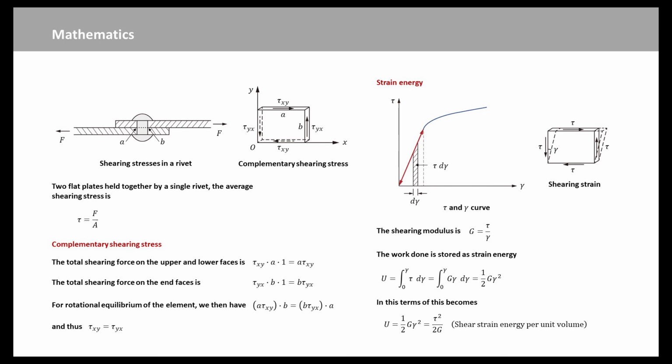Now suppose tau is increased by a small amount, causing a small increment of shear strain d gamma. The work done on the prism during this small change is tau times d gamma, as the force tau moves through a distance d gamma. Therefore, the strain energy is expressed as this equation. The strain energy can also be rewritten as tau squared over 2 times G.